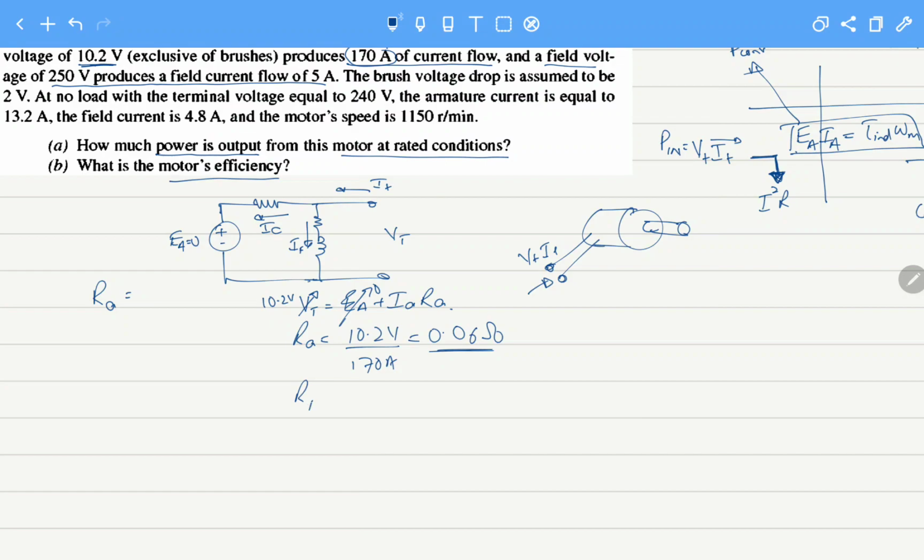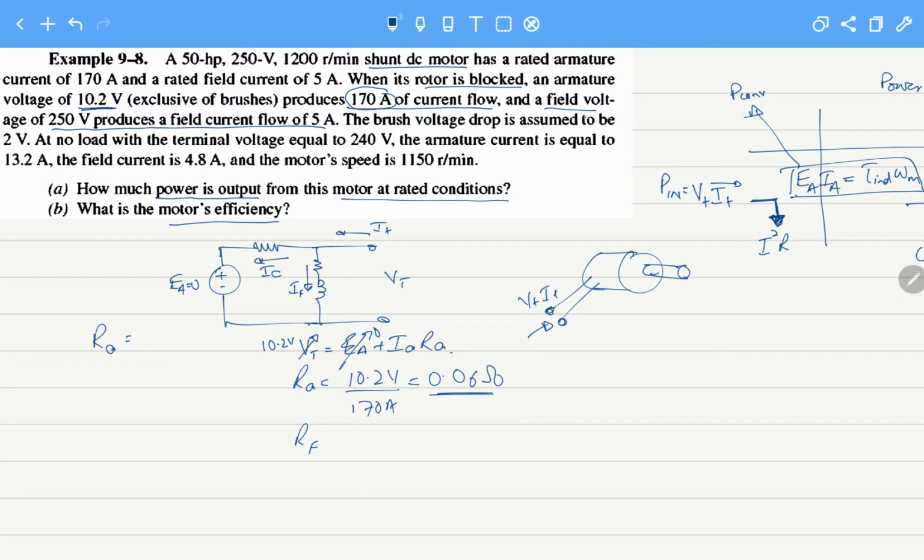The second is the field resistance. It says a field voltage produces a field current flow of 5 ampere. So the voltage is 250 volts and a field current of 5 amperes is flowing. So RF will be 50 ohms. We have calculated these two resistances, RF and RA. Now we require the rated conditions. For the rated conditions, if we are able to calculate both the losses, then it is done.